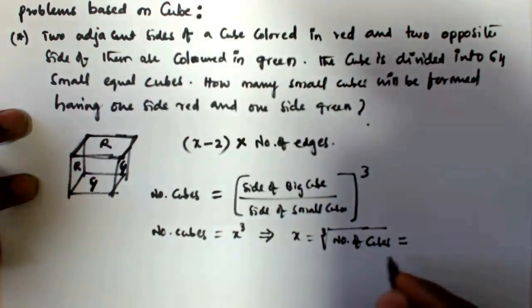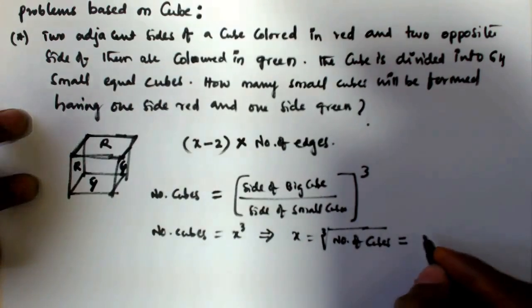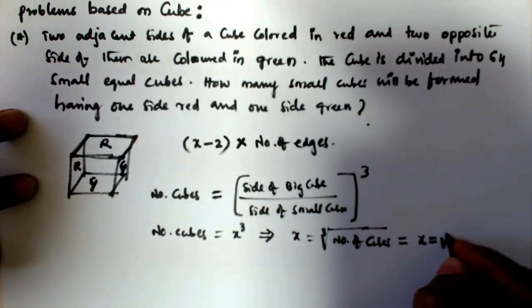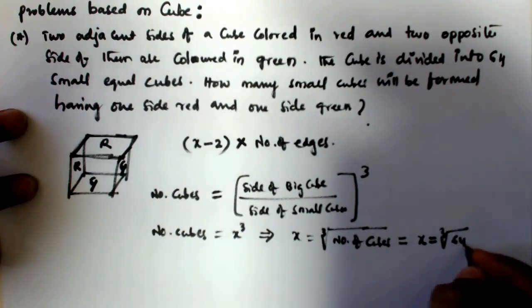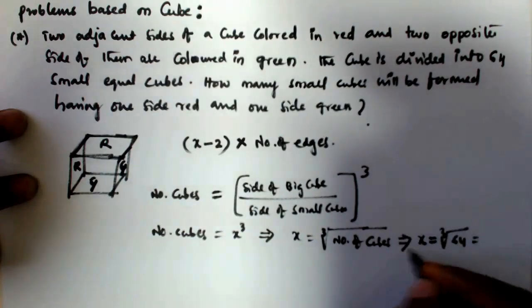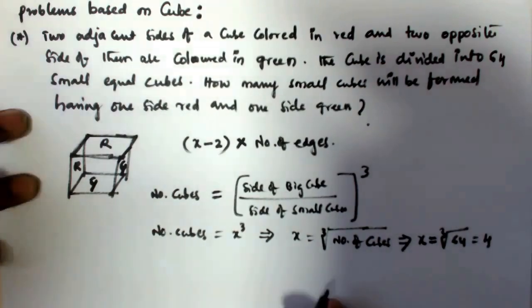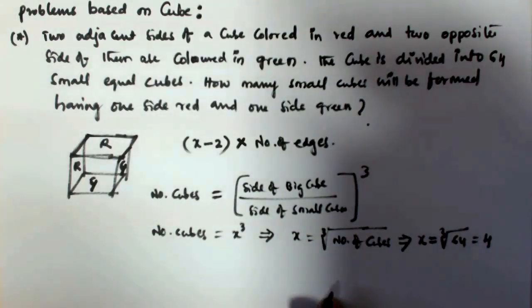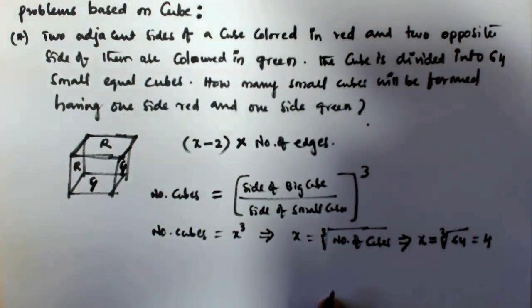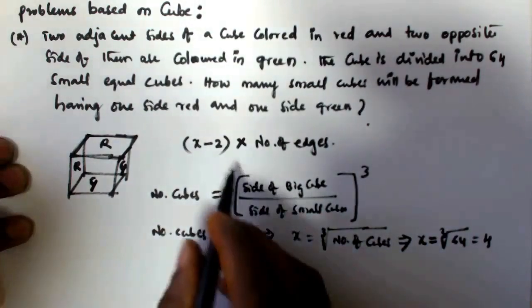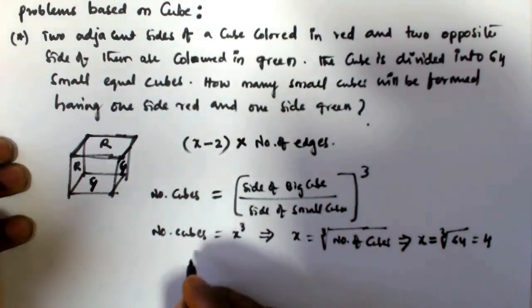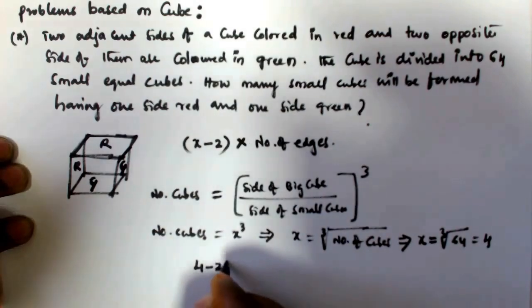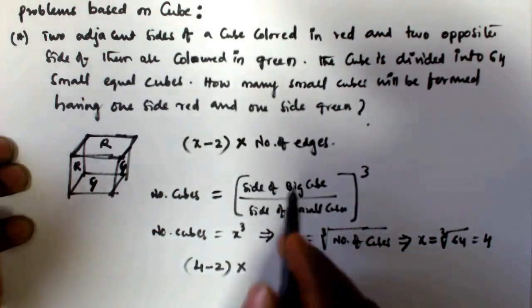It is given that the number of small cubes formed is 64. So x is equal to the cube root of 64, which is 4. So the x value is 4. Now we will substitute the x value here. So that is going to be 4 minus 2 into the number of edges.